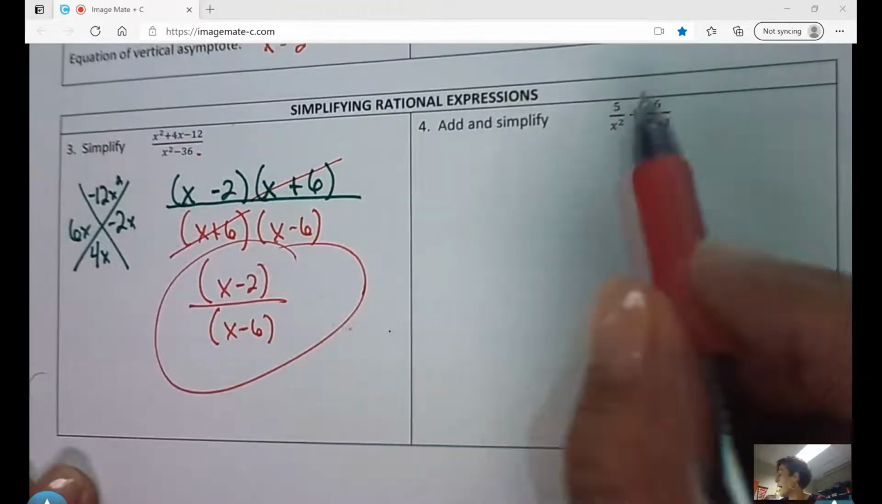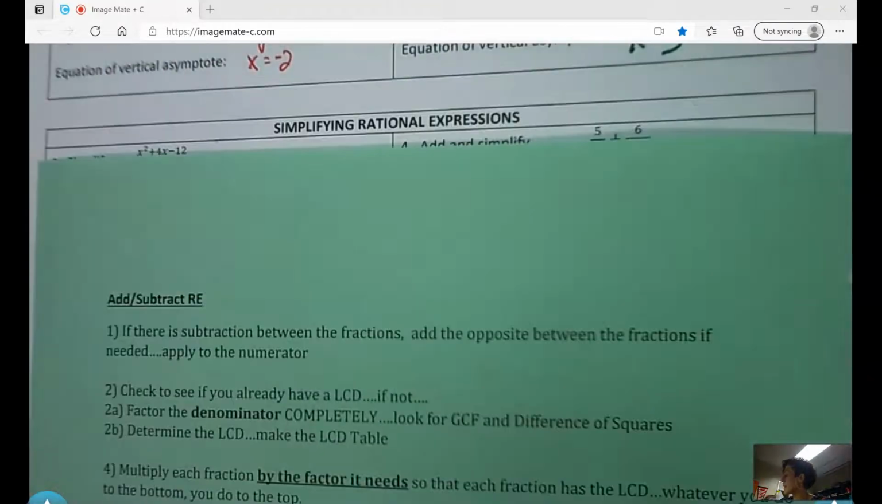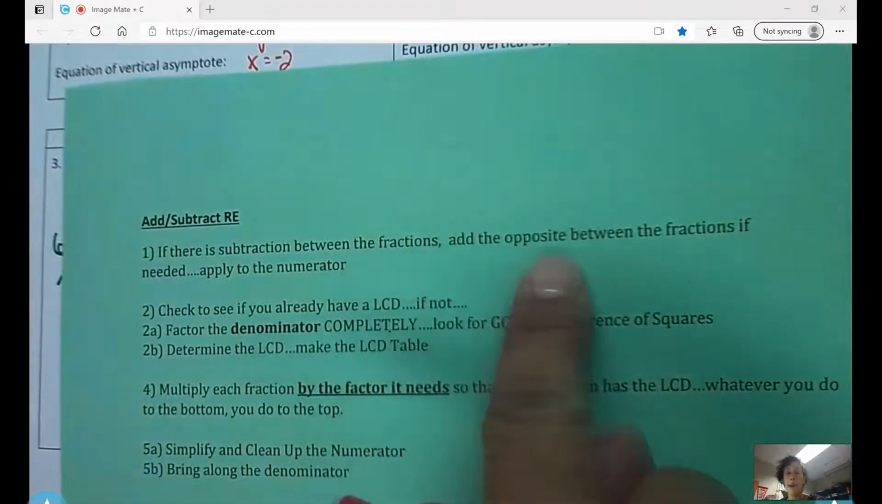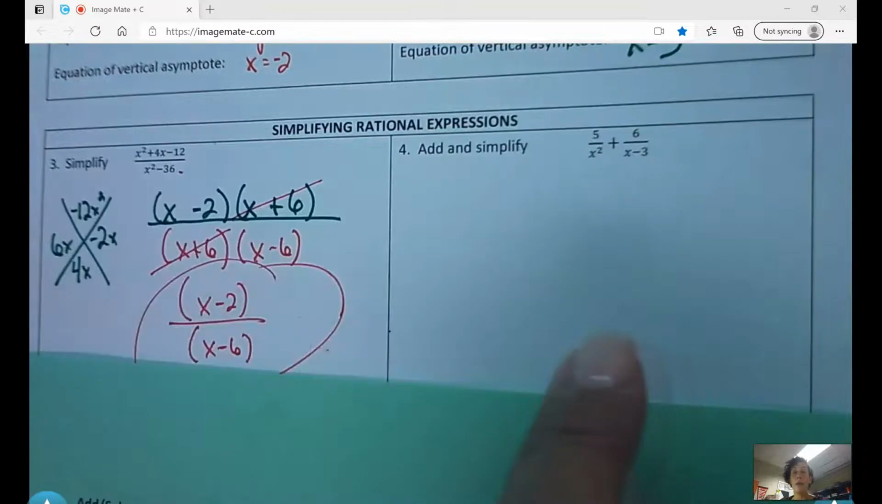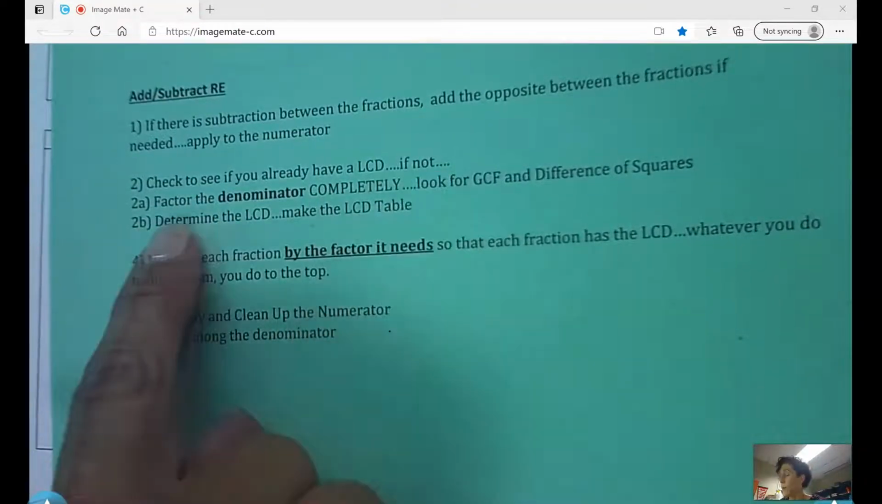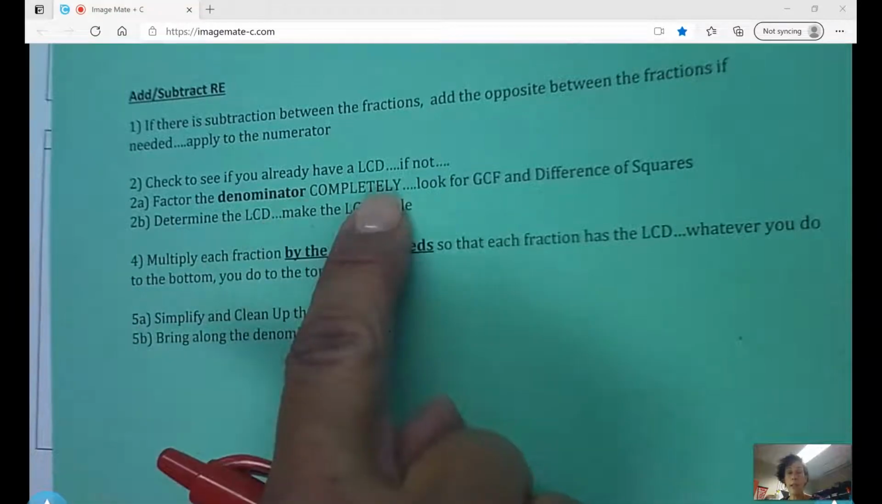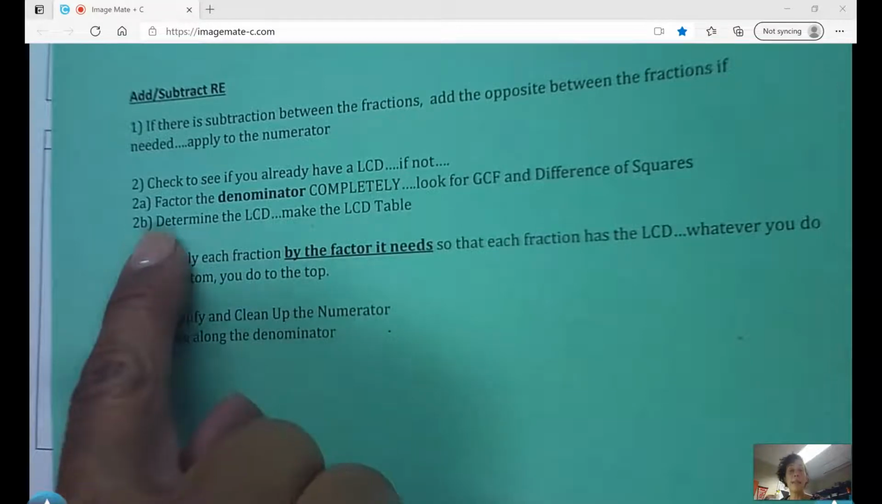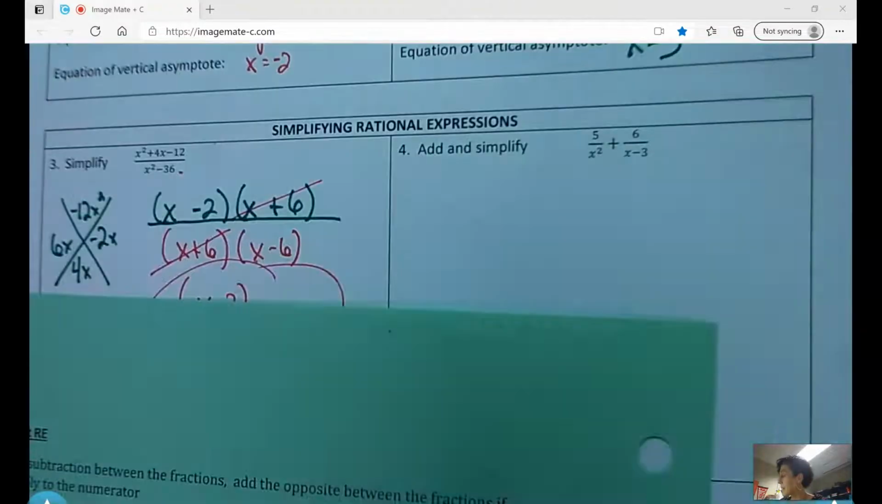Now in this one we're adding, and then the simplifying just means clean it all up. So if there is subtraction between the fractions, add the opposite between the fractions if needed, which there's not. We're going to see if we already have an LCD. If not, we're going to factor that denominator completely. So don't forget to look for GCF and difference of squares. And if you can't see the least common denominator, make that table.